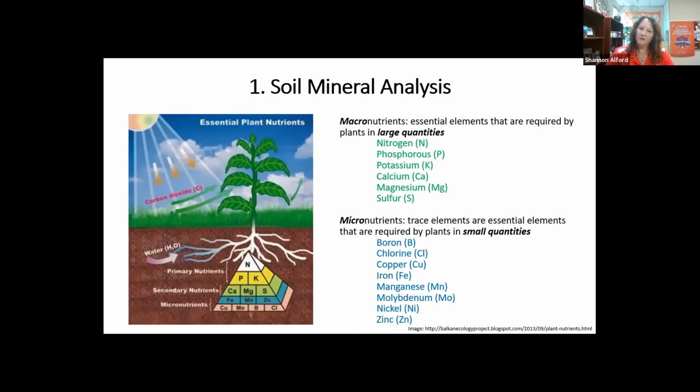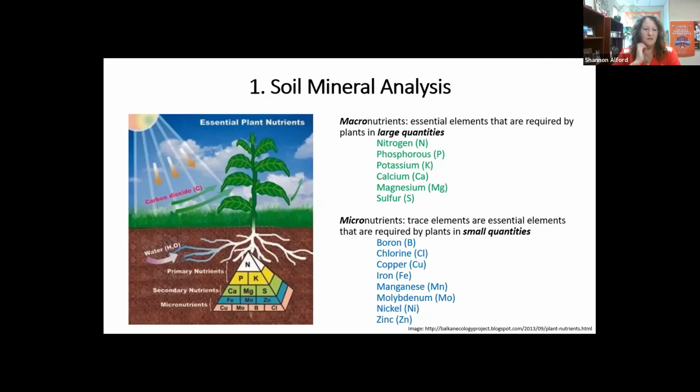So for the first part of the test, the mineral analysis, we're looking at the macro and micronutrients. You've probably heard this if you've taken any kind of plant physiology or soil classes before, or heard something similar in a webinar. Macronutrients are those elements that plants require in large quantities, hence the term macro. Those are listed in green there. And then the micronutrients are the ones that are needed in small quantities. They're not any less important than the macronutrients, we just don't need as much of them to grow plants. Those are listed there in blue.